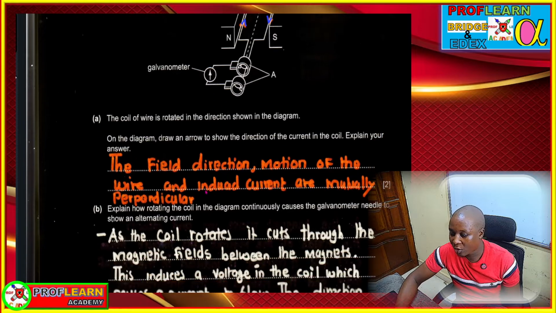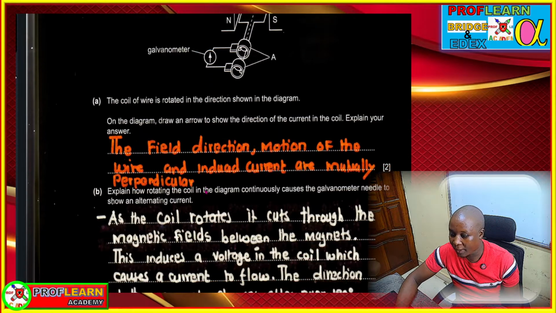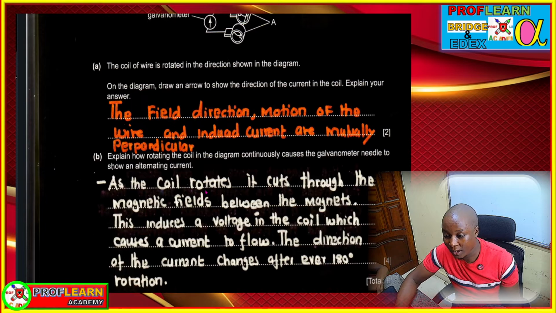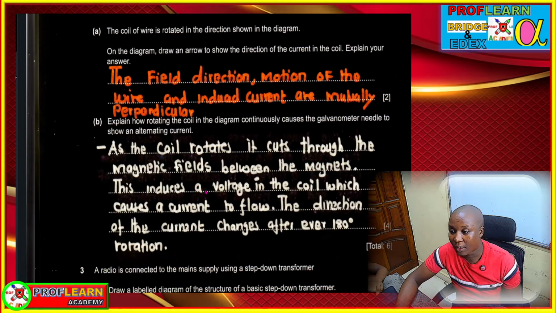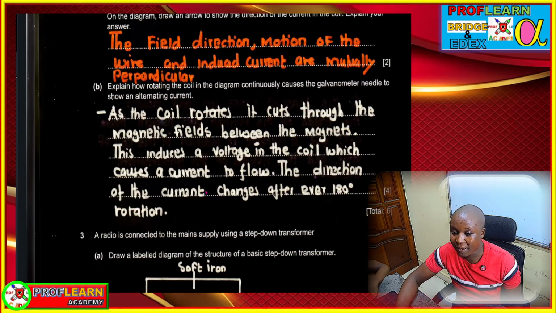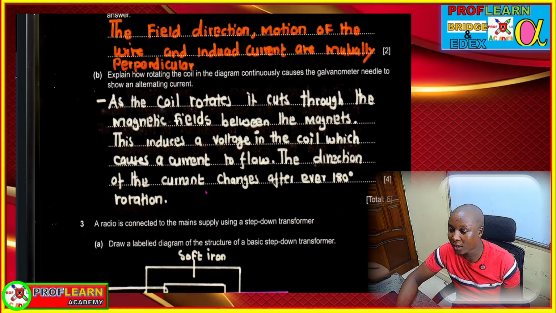The field, the direction of motion of the wire, and the induced current are mutually perpendicular, and that is why the current is going to flow in that direction. Next: explain how the rotating coil in the diagram continuously causes the galvanometer needle to show alternating current.